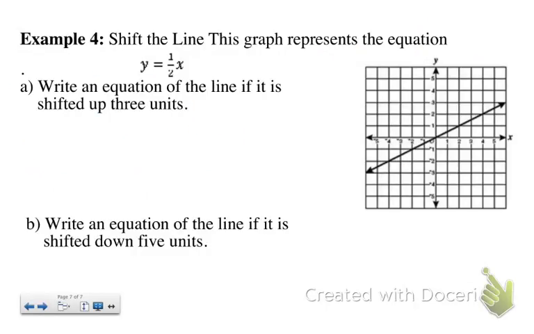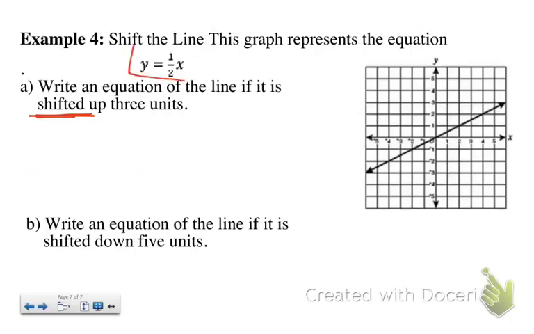And for our last example, shift the line. This graph represents the equation y equals 1/2 x. So this graph over here is y equals 1/2 x. And A says write an equation of the line if it is shifted up 3 units. Well, if it's shifted up, it's not going to change the slope, it's just going to change where it crosses the y-axis. So anytime we're talking about shifting up or down, all that's going to change is the y-intercept.